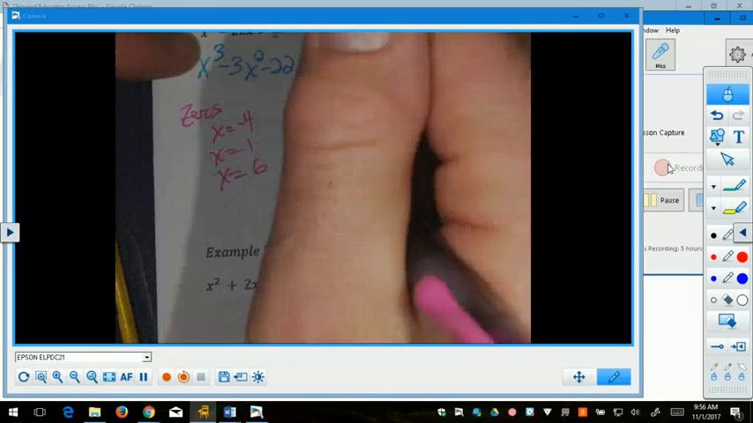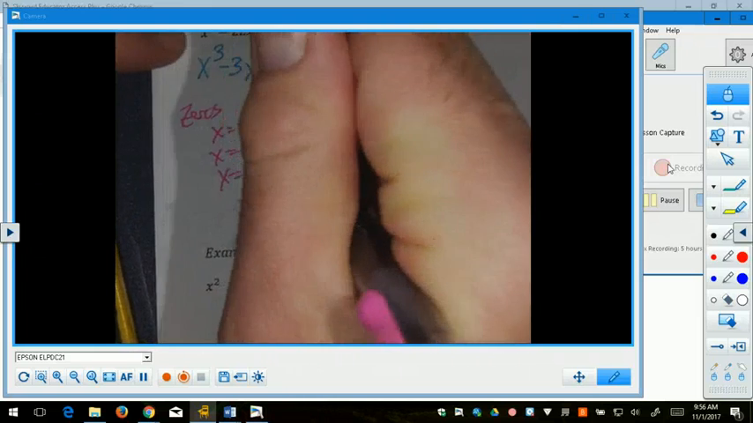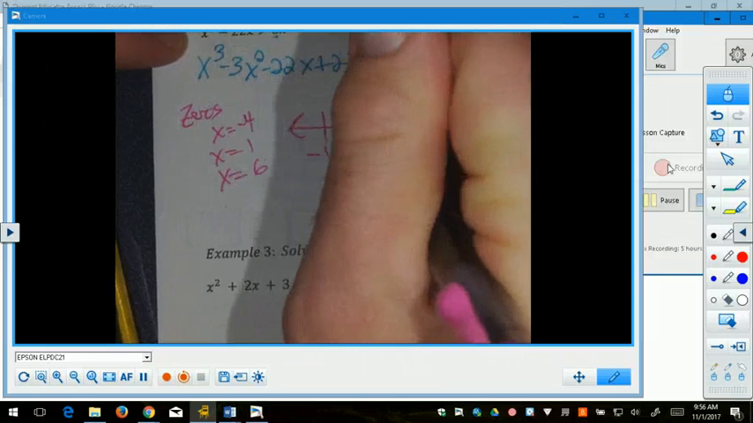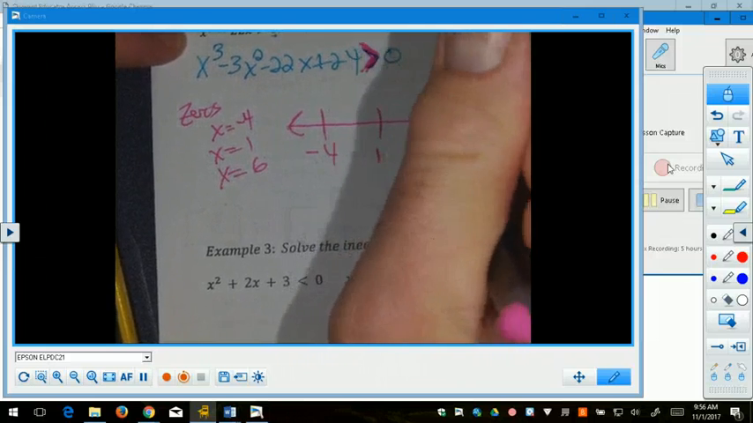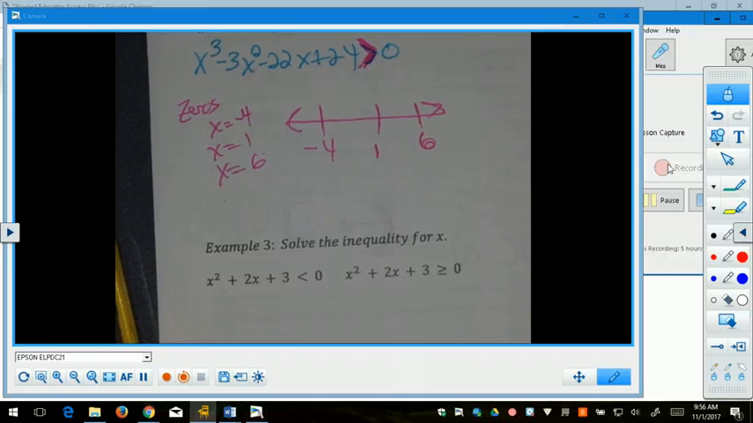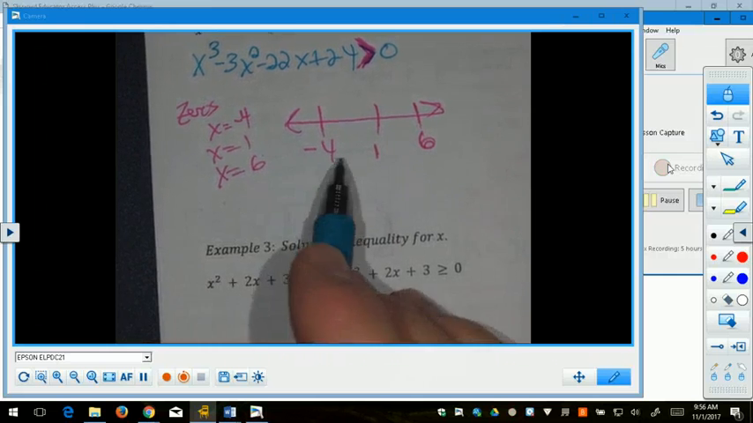So here's going to be my sign chart. I've got -4 on this sign chart, 1 here, and 6 here. And those are not evenly spaced, so it's not really a number line. It's just a sign chart. Technically it should be a number line.